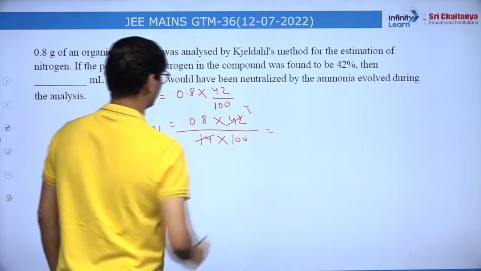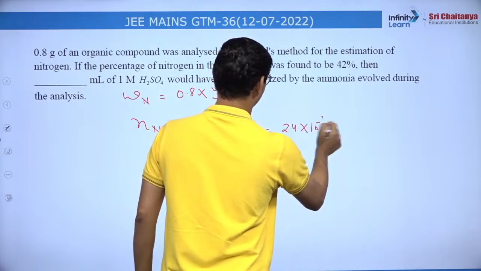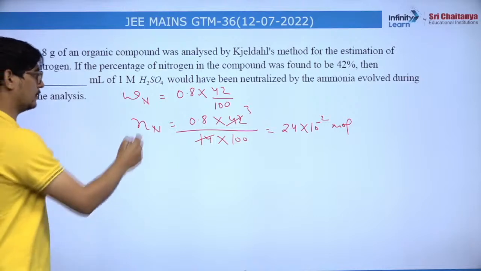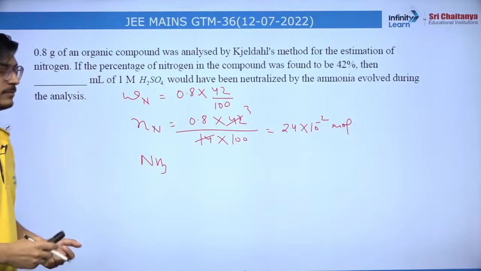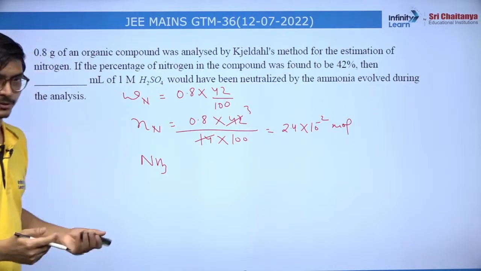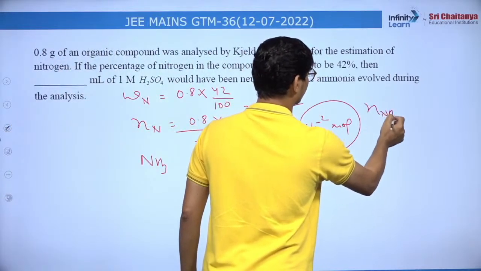So it would be 2.4 into 10 raised to the power minus 2 mole. Now if you compare it with ammonia, then by the application of POAC, principle of atom conservation, the number of moles of nitrogen is equal to the number of moles of ammonia. So this is the number of moles of ammonia.